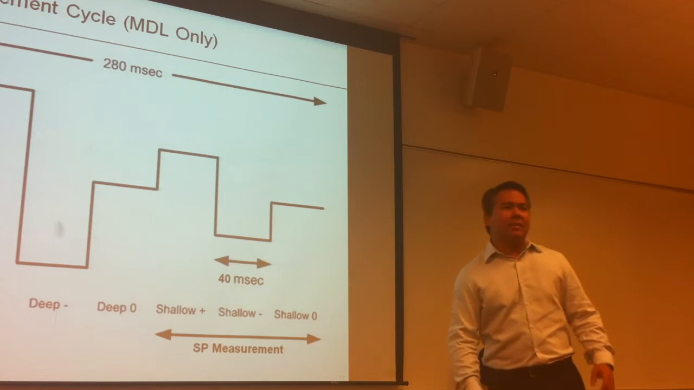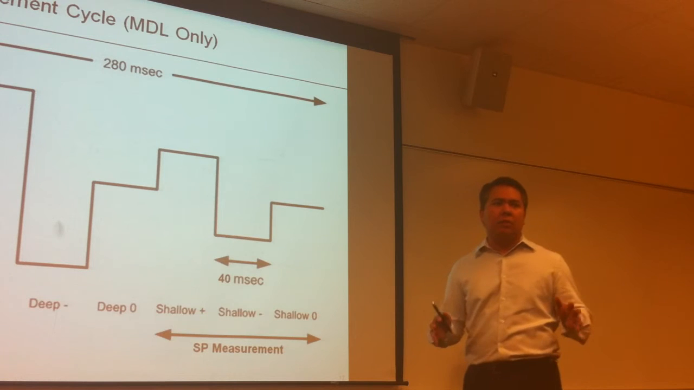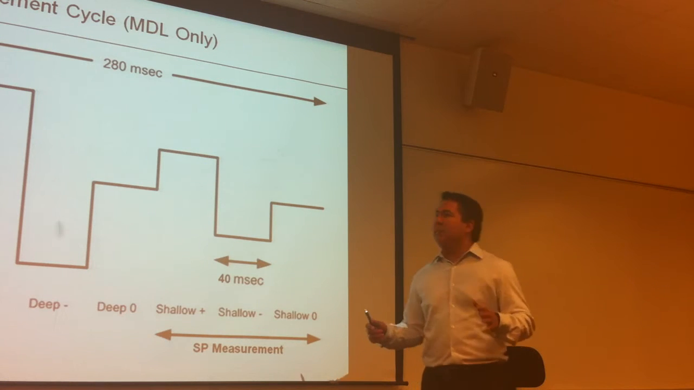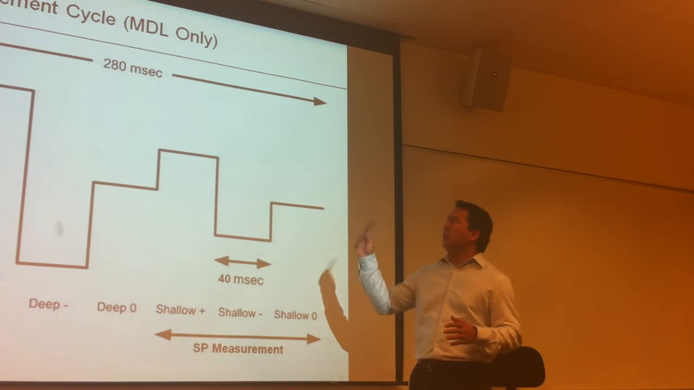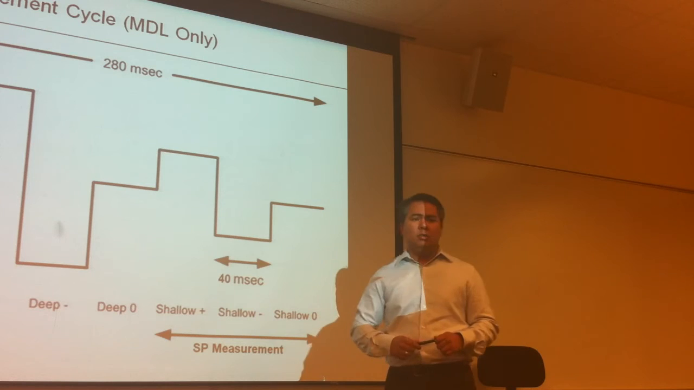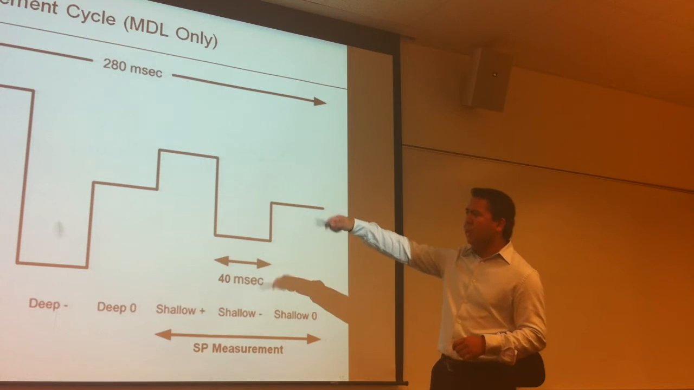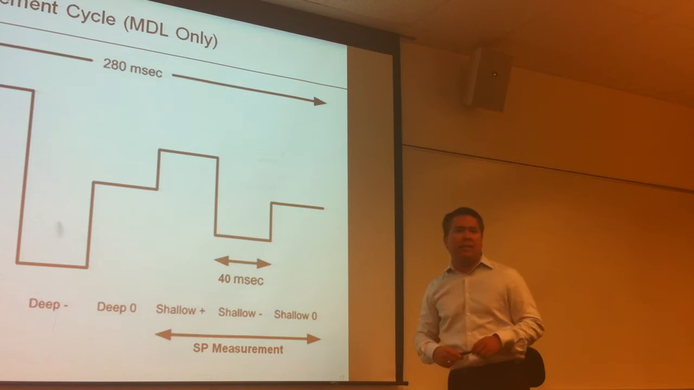So I said that this measurement is done at the same time. That's not completely true for the compact tool. This is done in a cycle. This is called the measurement cycle. The whole cycle lasts 280 milliseconds. So it's a switching cycle, right? Each switch lasts 40 milliseconds.